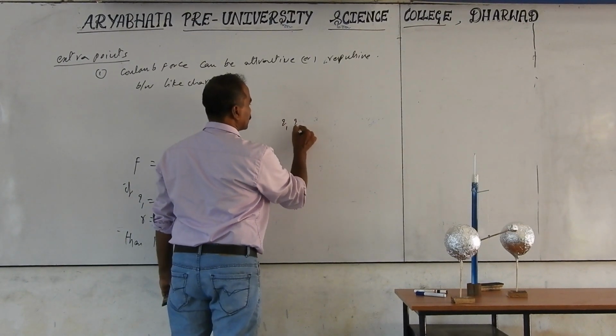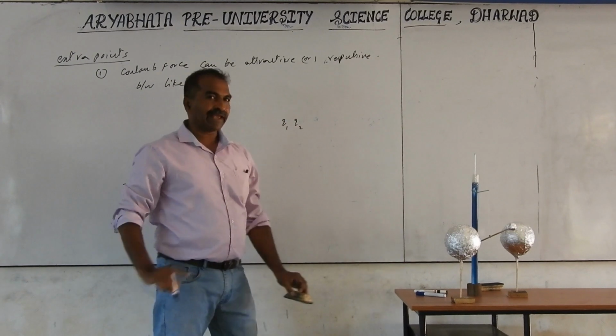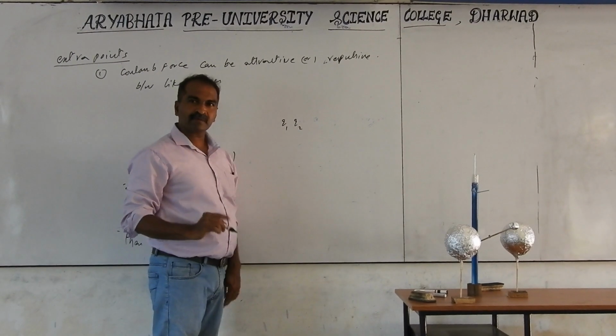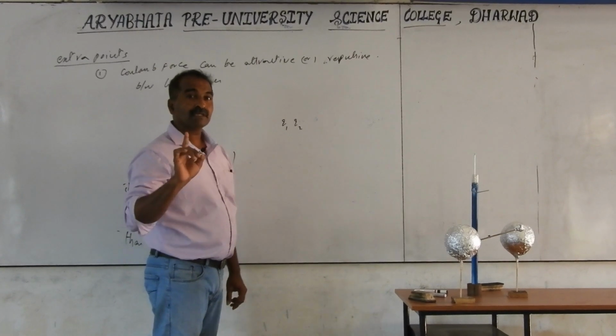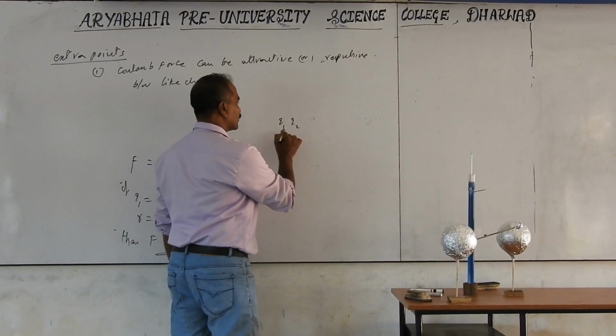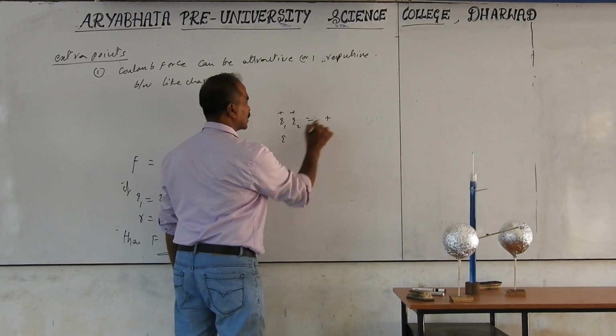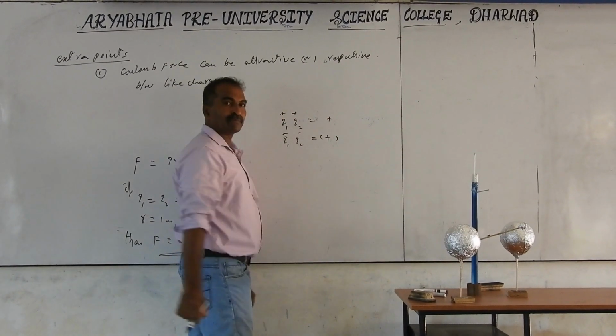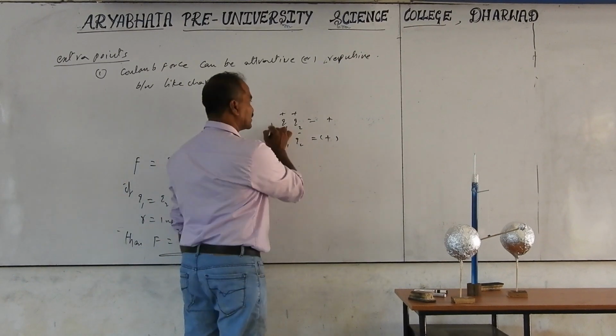So what happens to the product? Like charges means if I take both positive, Q1 Q2, if I multiply plus with plus, this comes out plus only. If I take both negative, minus into minus, the result is plus only. This is for like charges.